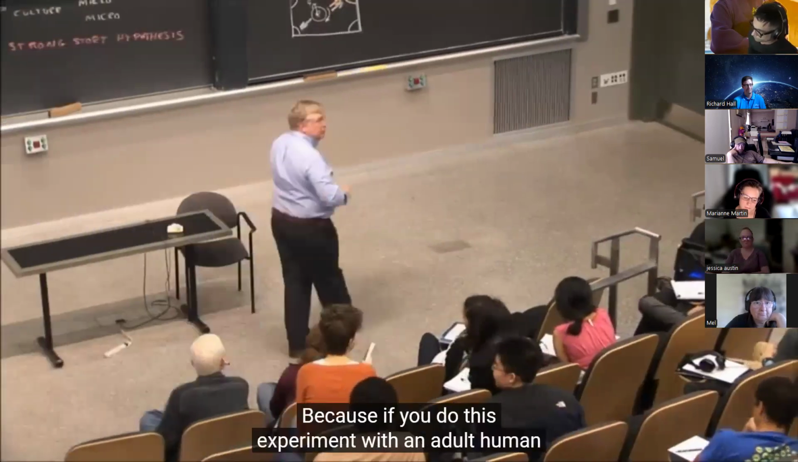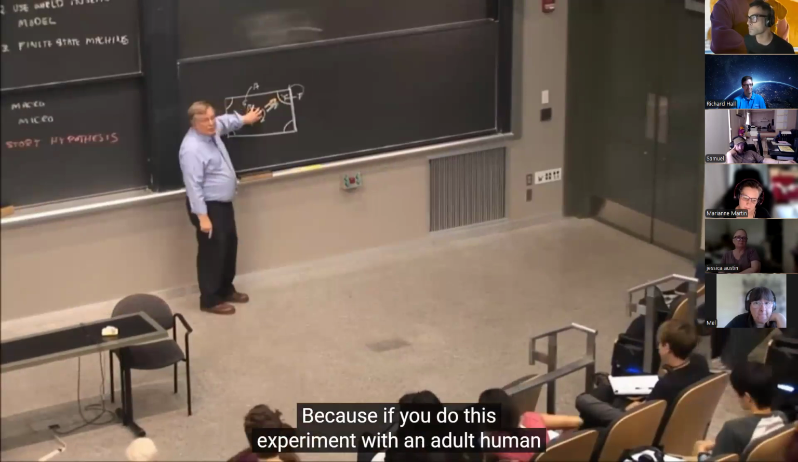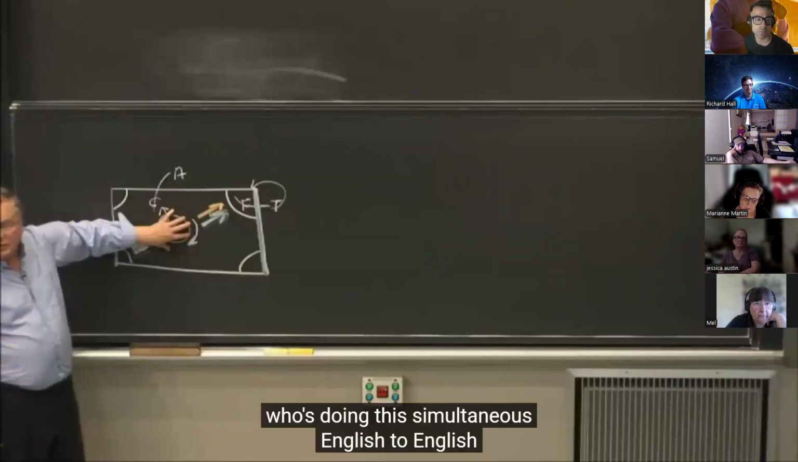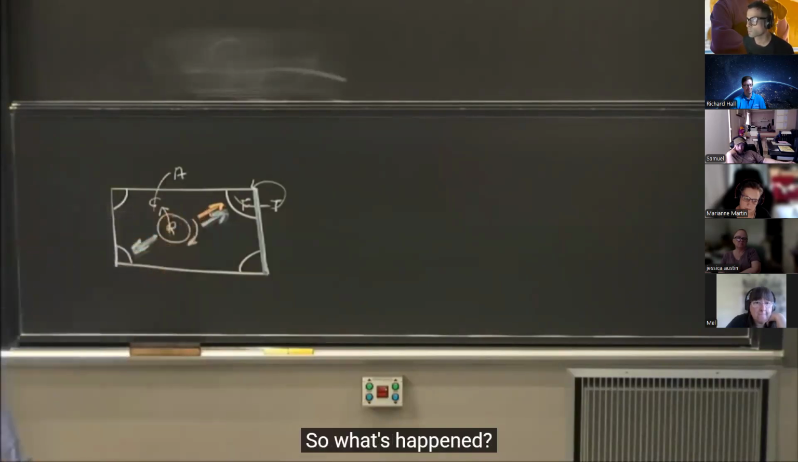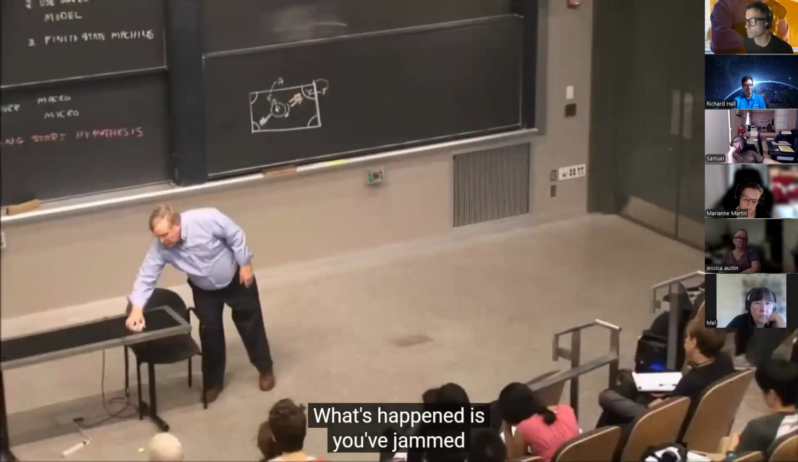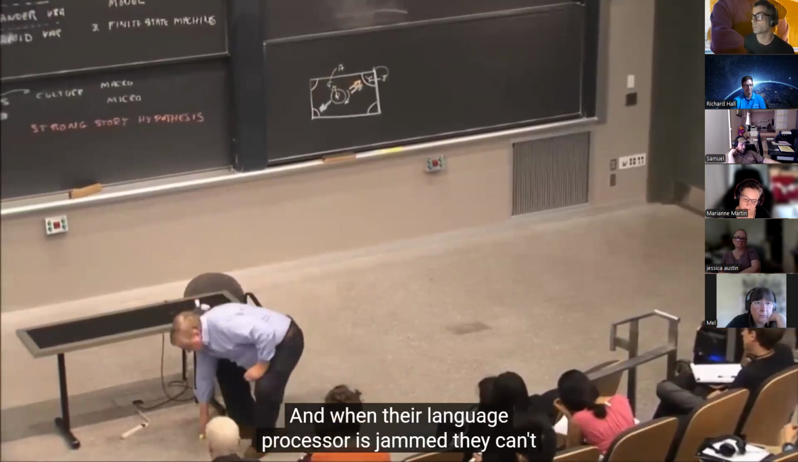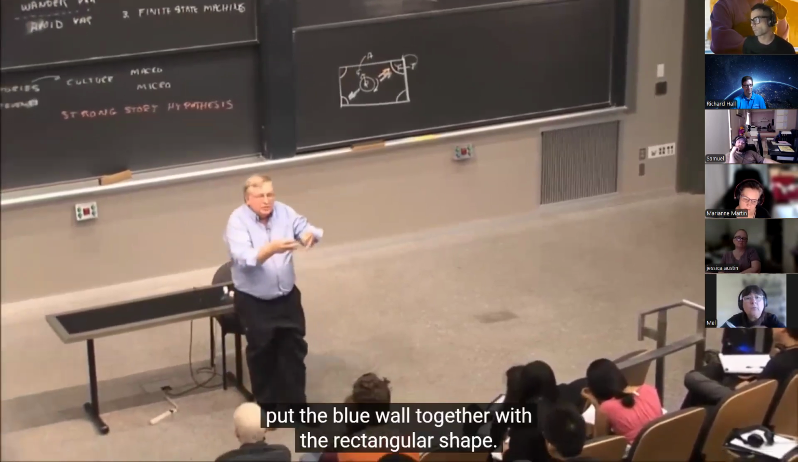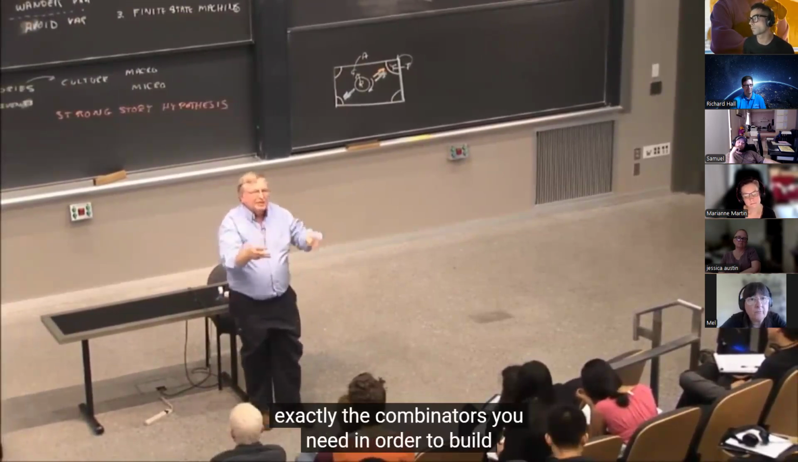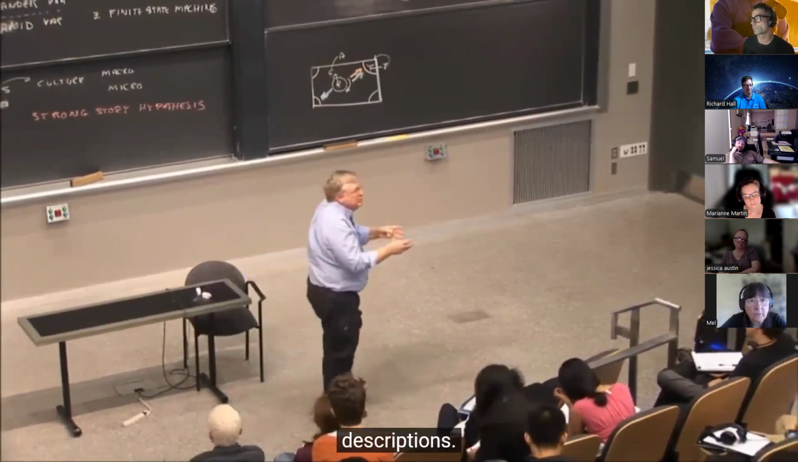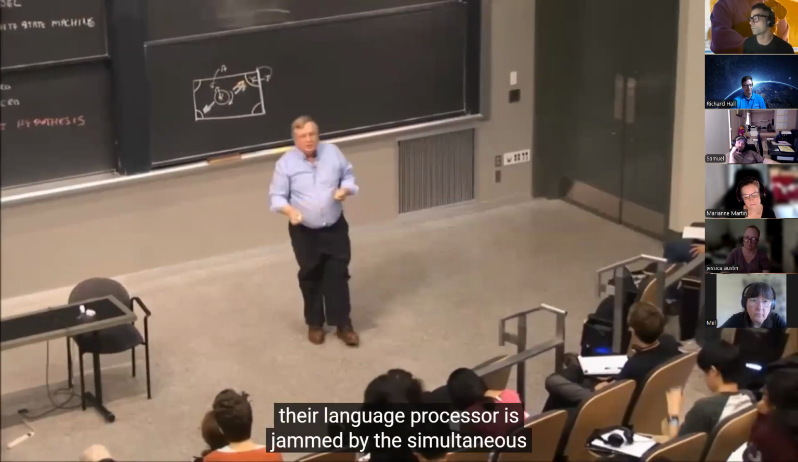Because if you do this experiment with an adult human who's doing this simultaneous English to English translation, they go with equal probability to the two corners. So what's happened? You've jammed their language processor. And when their language processor is jammed, they can't put the blue wall together with a rectangular shape. So it seems that language is the mediator of exactly the combinators you need in order to build descriptions, because they can't even put those things together when their language processor is jammed by the simultaneous translation phenomenon.